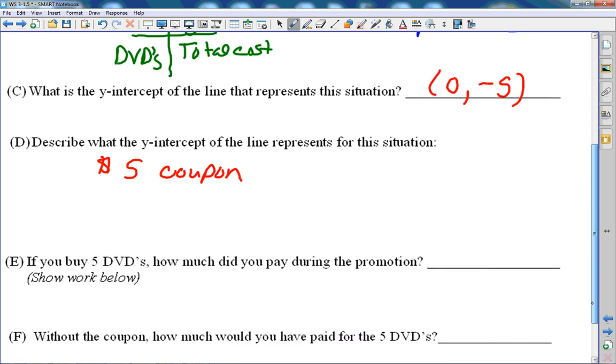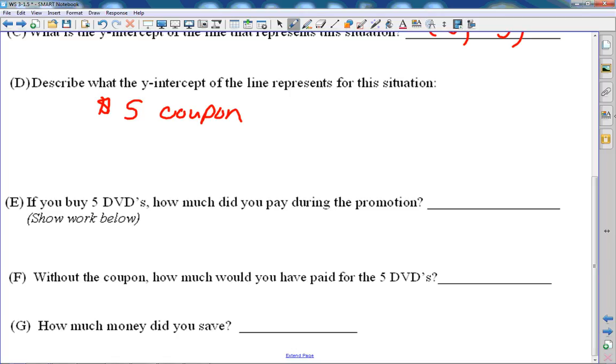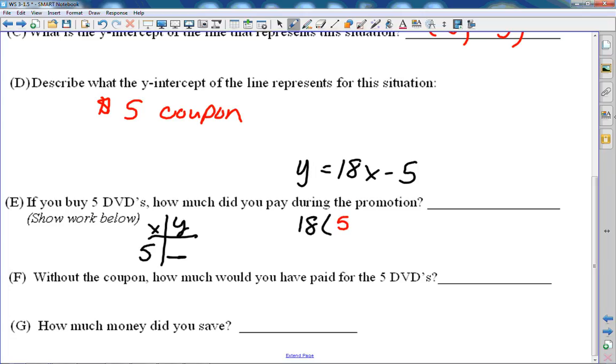Next, let me write that equation down here. I've got Y equals 18x minus 5. Now it says, if you buy 5 DVDs, how much did you pay? Well, you can go in the calculator and make x 5, because remember, x is the DVDs, and find your Y. Or we can go 18 times 5 minus 5. Let's see, 18 times 5, that's 90. So I have 90 minus 5, which gives me 85.